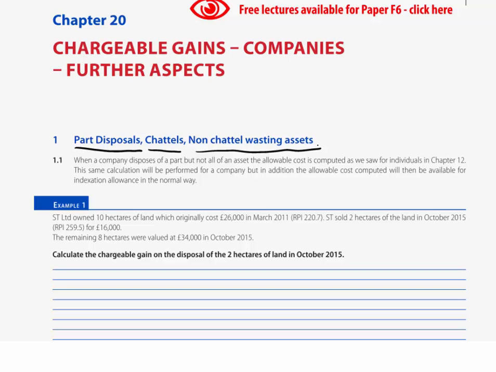Now, as long as you know how to do your basic gain calculation with your part disposal working in there, all this involves is, let's apply indexation allowance to that allowable cost to get a lower figure of gain. It's one new element, it's just indexation.